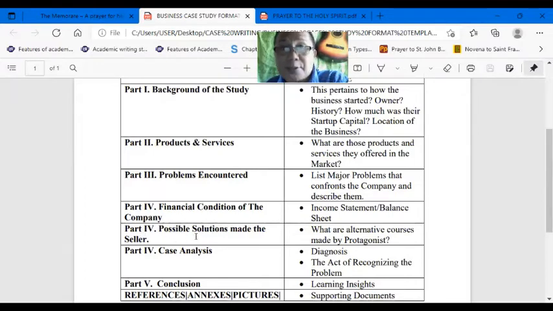Those are for part 3, possible solutions made by the seller. There are companies who are offering what? For example, when you get into their company, they will offer a house and lot. They will offer cars. Those are opportunities. That's why there are big companies like San Miguel, like the Coca-Cola company. What they do is that they offer those services. They offer housing projects for their workforce.